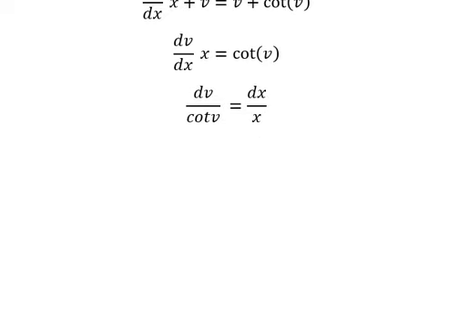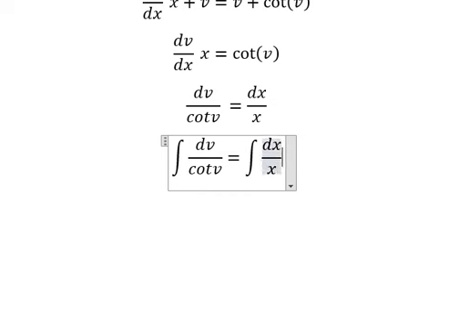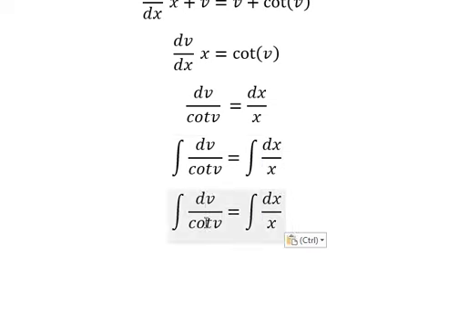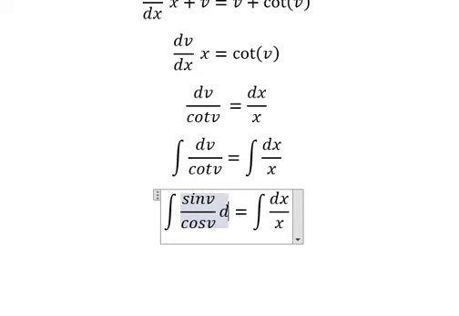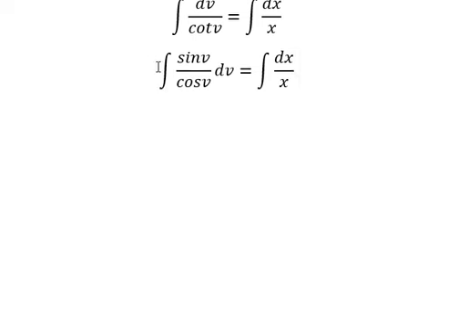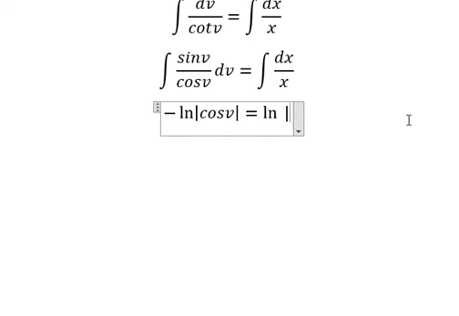Next, we put the integration for both sides. This one we change by sine v over cosine v dv. The integration of this one we have negative ln of the absolute value of cosine v. The integration of this one we have ln of the absolute value of x, and I will put c.